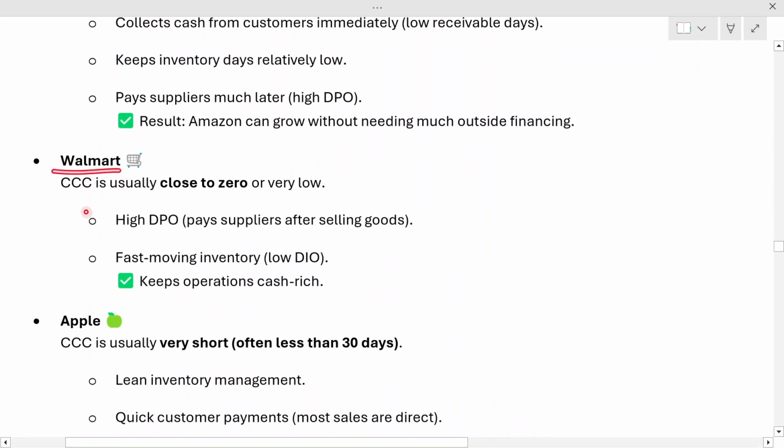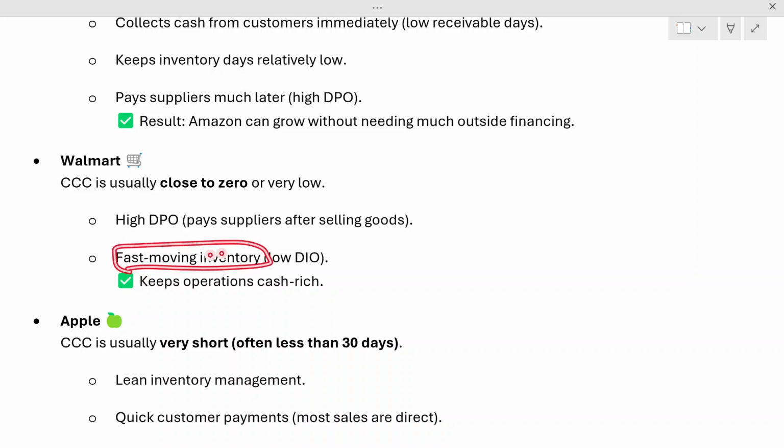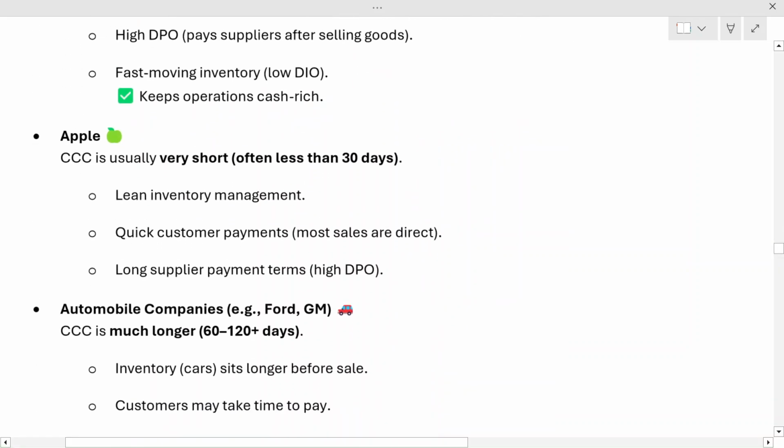Similarly, Walmart also has a cash conversion cycle close to zero. Why? Because they have a high DPO, they pay their suppliers very late, and they have very fast moving inventory. Generally inventory days are in the time frame of 1 to 3 days, very little inventory is held with them, and finally they get very high cash through that.